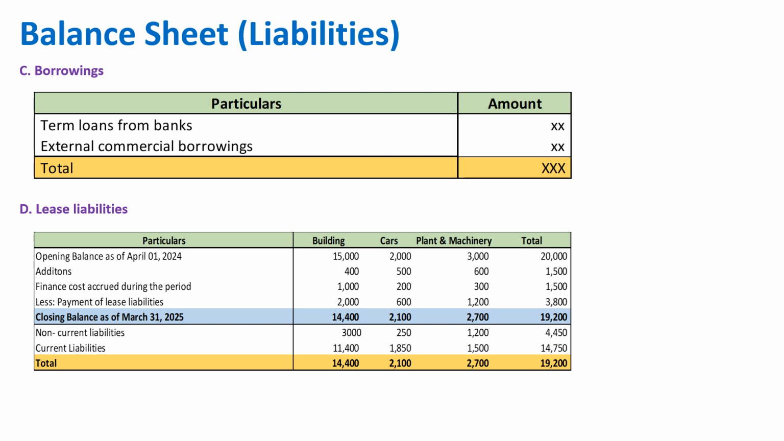One thing you have to keep in mind is that this lease liability has to be classified into non-current and current. That means any lease liability which you are going to pay after 12 months has to be classified as non-current, and what you are going to pay in the next 12 months from the date of reporting has to be reported as current liabilities.